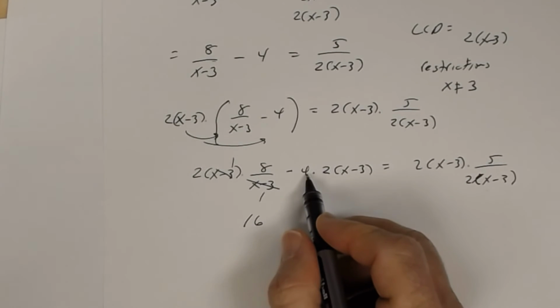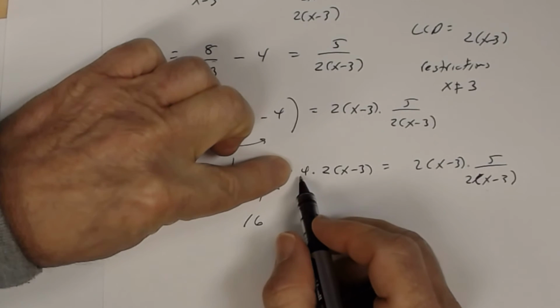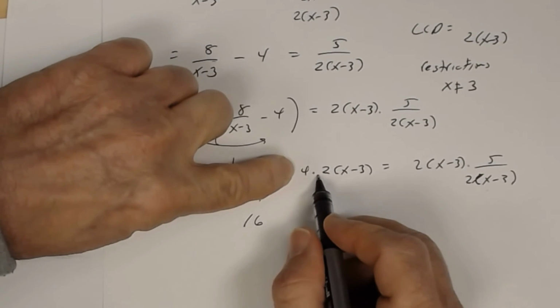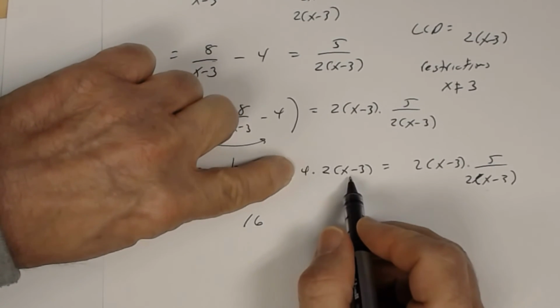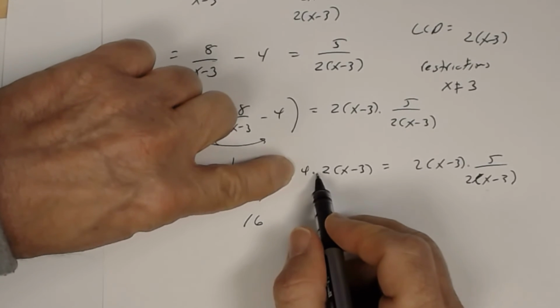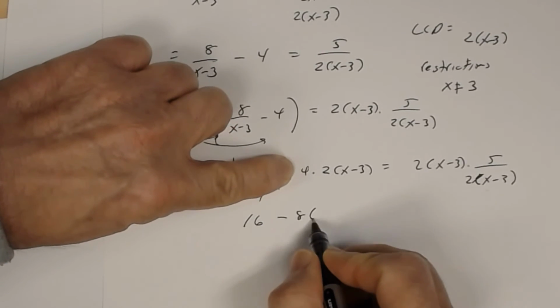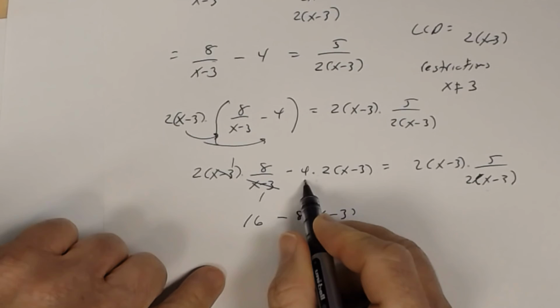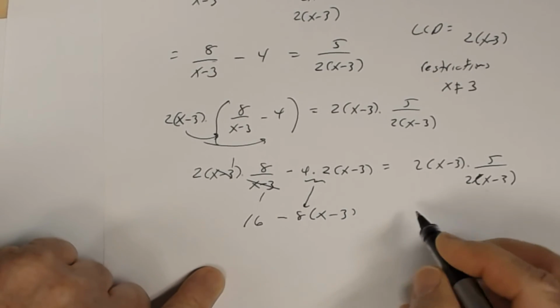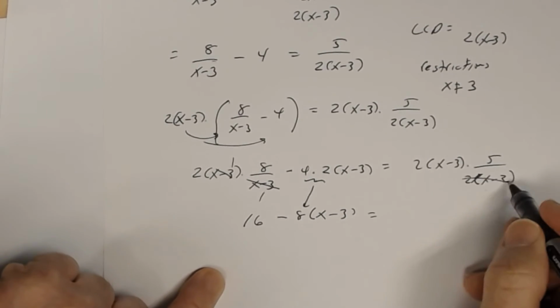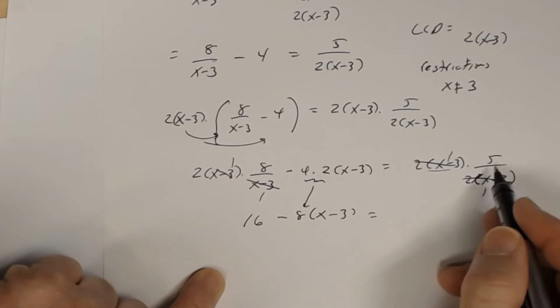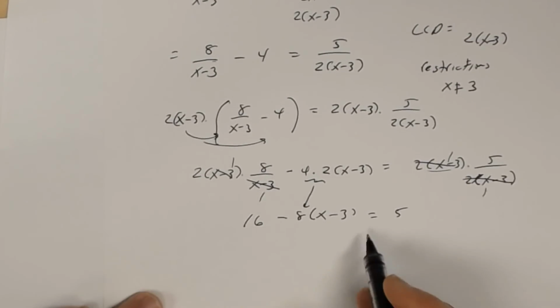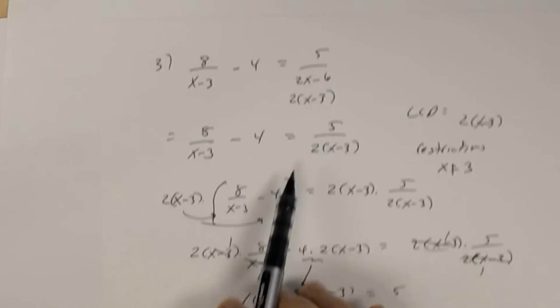Remember, if you read this, forget about the subtraction right here. If you read this, it says 4 times 2 times x minus 3. So let's go ahead and multiply 4 and 2 first. I'm going to get minus 8 times x minus 3. See, that's this right here, right? Okay. Equal, and then these divide out, so you're left with 1 times 5 is 5. So notice I went from a rational equation to a linear.